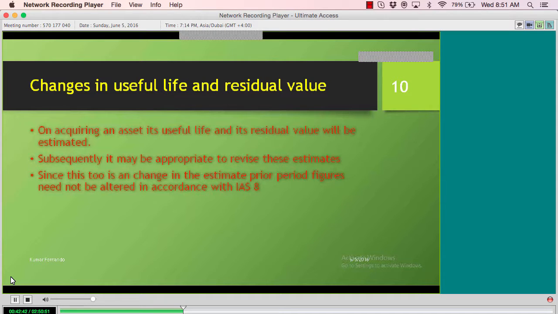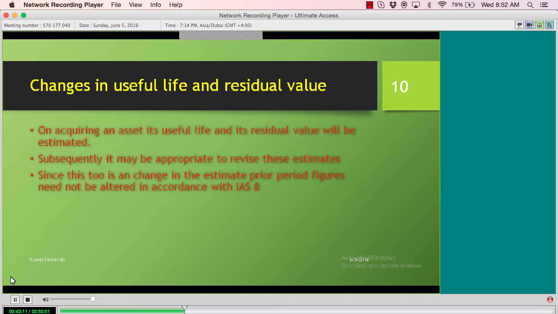One more estimate that we can change, or which will change, is the useful life period. Originally, when you bought the asset, you might have thought you could use it for 10 years. But after 3 years, you find, oh no, you can't go for seven more years. A competitor has introduced a new product, a new machine, and my machine is getting outdated. So I have to write it off over a period of 4 years or maybe 3 years. So that's a change in useful life period.